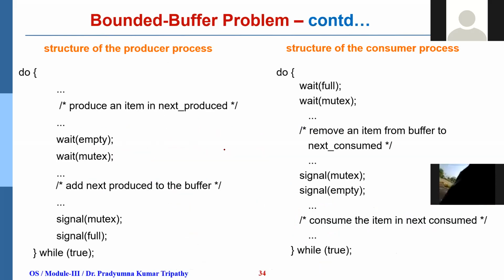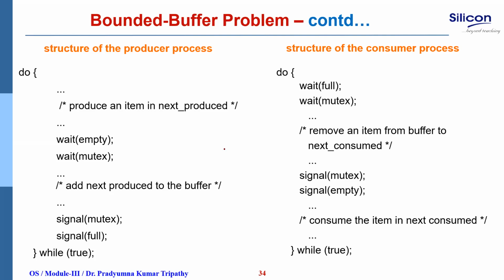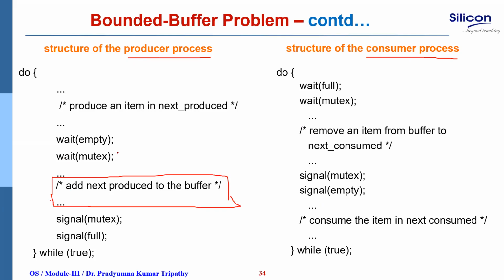Just see over here. This is our producer and this is the consumer. This is the producer process and this is the consumer process. Whenever an item is produced, this is the item produced. Before producing an item we'll put a lock, and after producing the item we'll release the lock. So wait mutex, item is produced, and signal mutex.